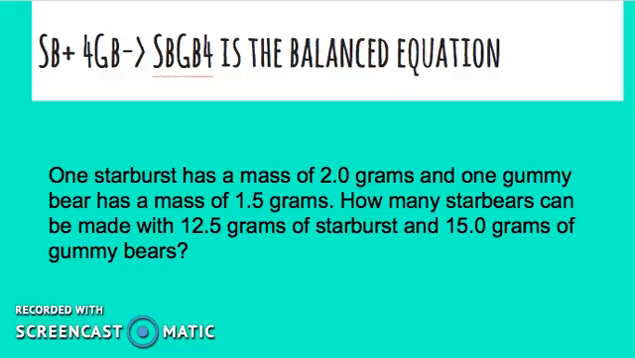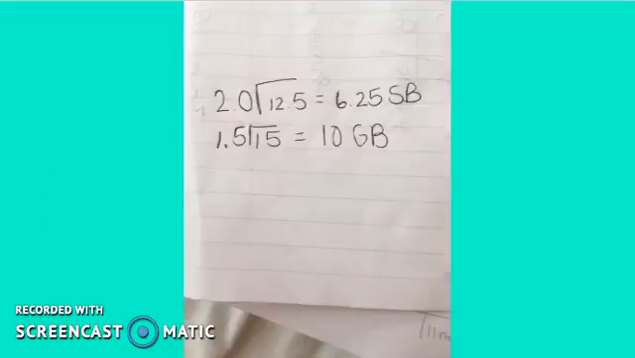One Starburst has a mass of 2.0 grams and one gummy bear has a mass of 1.5 grams. How many Starbursts can be made with 12.5 grams of Starburst and 15.0 grams of gummy bears? And this is the equation that you will need for this problem. What I did was I did 12.5 divided by 2.0, which will get you 6.25 Starbursts, and 15.0 divided by 1.5, which will get you 10 gummy bears.